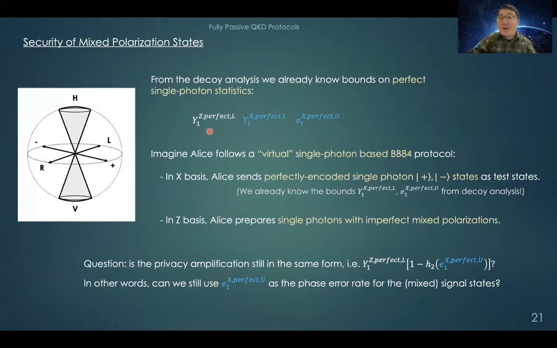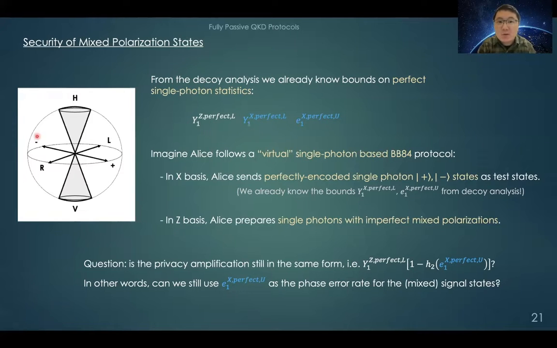So now we already have the bounds on the perfect single photon statistics from the decoy analysis. The question is, how do we treat the security? So here for the signal states, we only need to consider the single photon component. So we can think of Alice as following a virtual single photon based BB84 protocol.